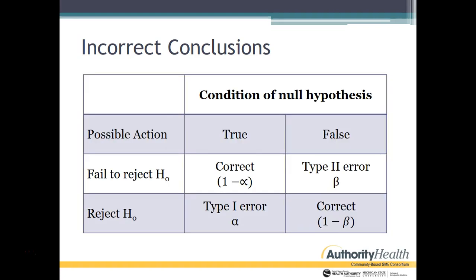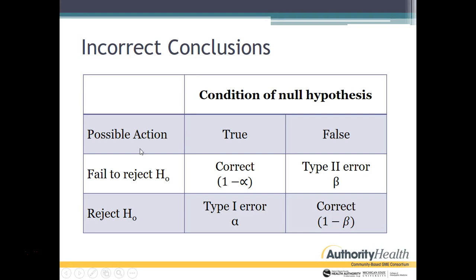So let's look at this lovely chart. So we have the condition of the null hypothesis. If the null is true, that means there's no association, no significance. If it's false, that means you reject the null and you accept the alternative.